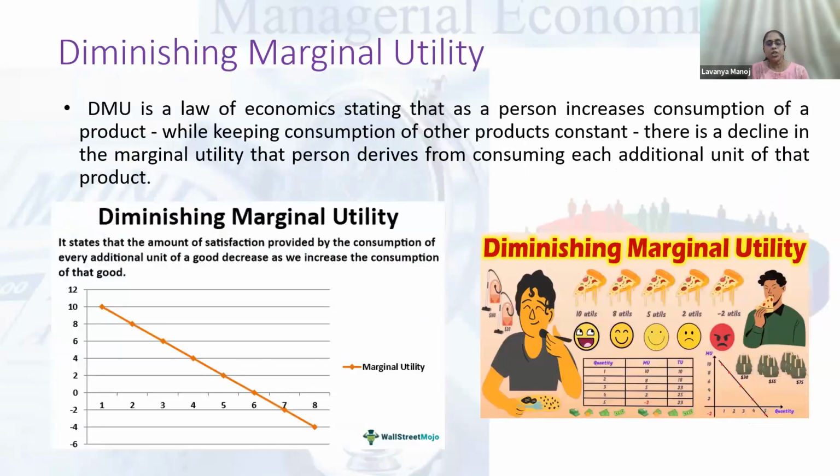And then we have diminishing marginal utility. This is something like overconsumption. If you overconsume a product, at a point of time you start rejecting that product. With over usage of a product, you get bored of using that product, or you start rejecting it.